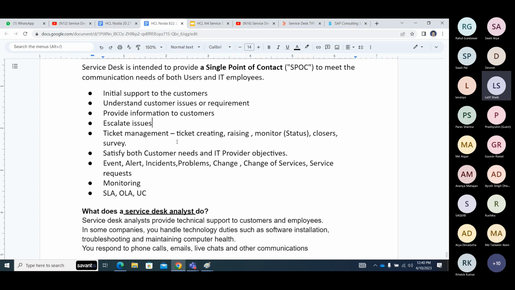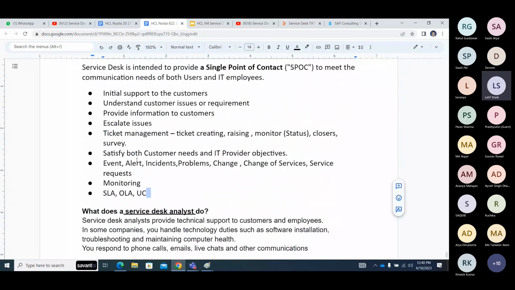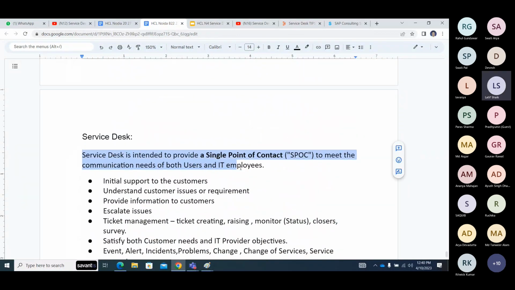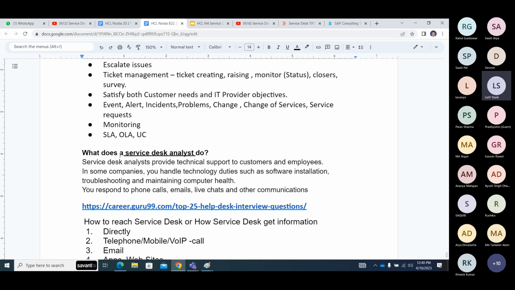Events, alerts, incidents, problems, changes, change of services, and service requests are handled at a service desk. Monitoring of infrastructure is also there. SLAs, OLAs, UCs monitoring is there. I will tell you what OLA, SLA are and that kind of stuff. So again, okay guys, what is a service desk? It is just a terminology. It's to provide a single point of contact to meet the communication needs of both users and IT employees.